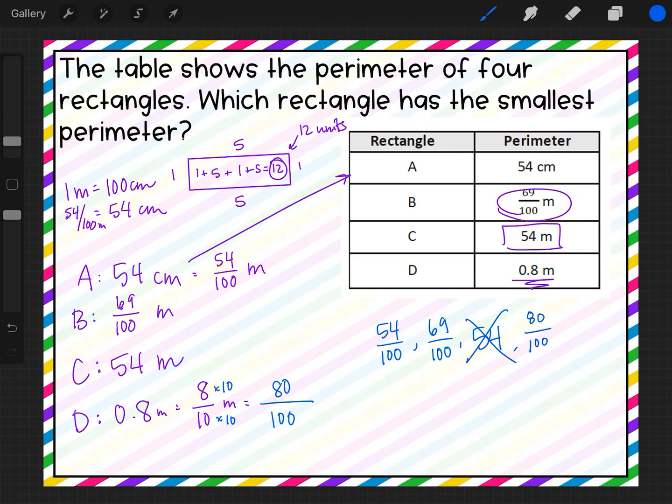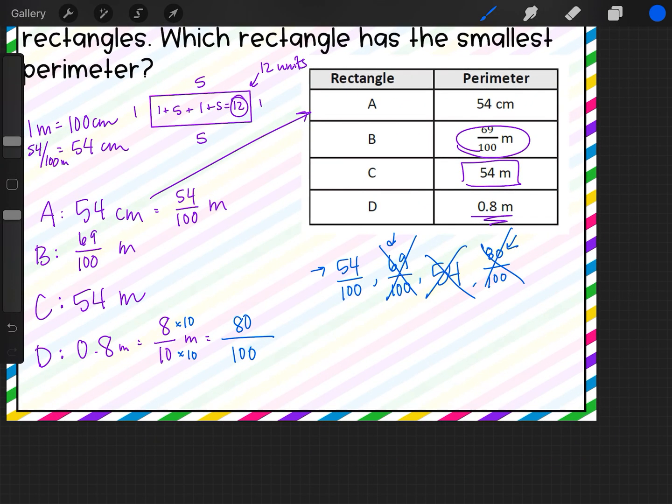And remember, when I'm comparing fractions, all I need to look at is the numerator. So I'm going to look and see, well, 80 hundredths is bigger than 69 or 54, so that's not an option. And I know that 69 hundredths is going to be greater than 54 hundredths. Therefore, rectangle A, this is my answer, rectangle A has the smallest perimeter. And there you go.